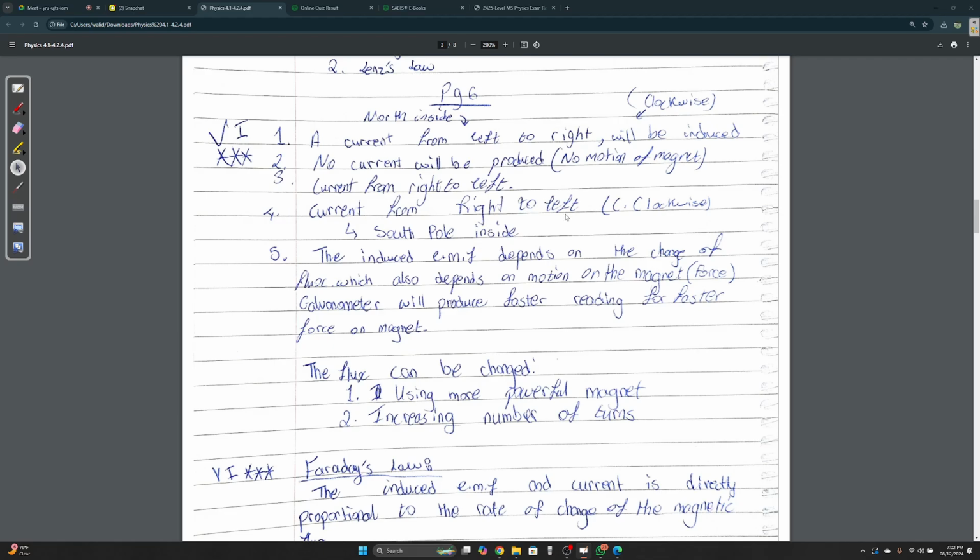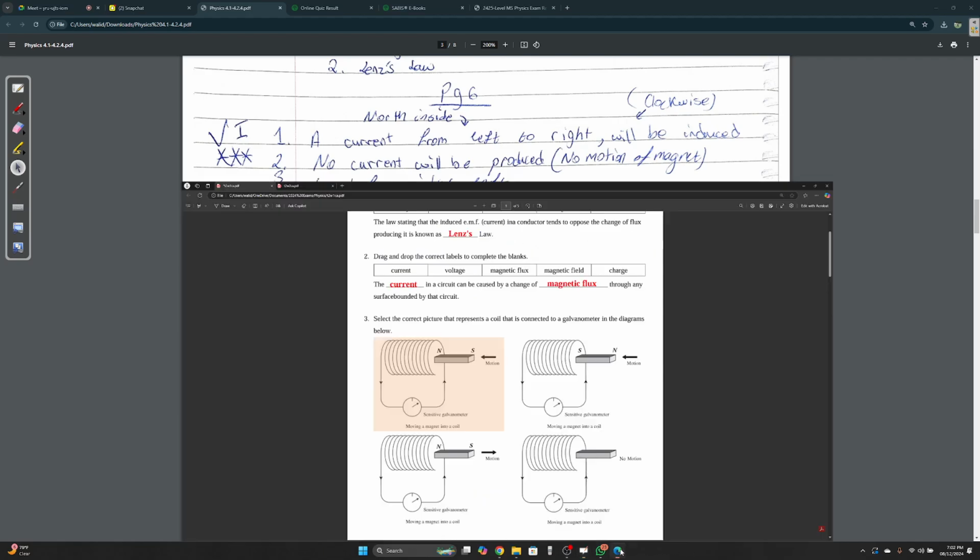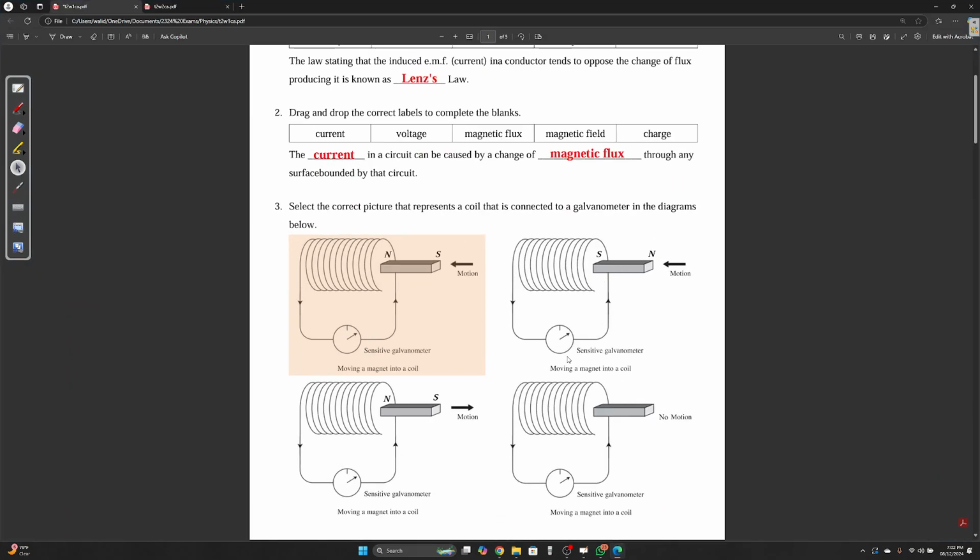The current from right to left. Now if you put the south pole in first, the current is going to go from right to left. So the galvanometer reading is going to go counterclockwise. It's going to go the other way around. This is why this was wrong here, because this is supposed to be to the left. It should be counterclockwise.